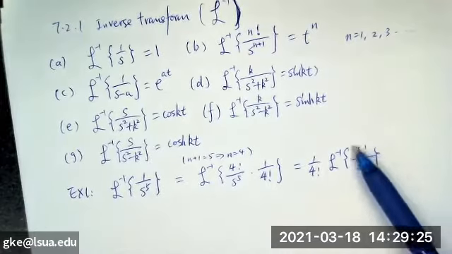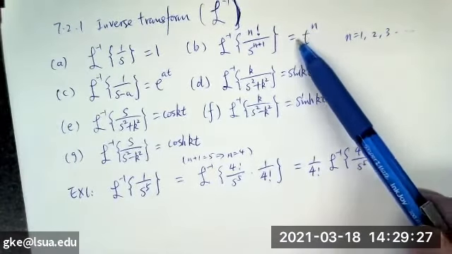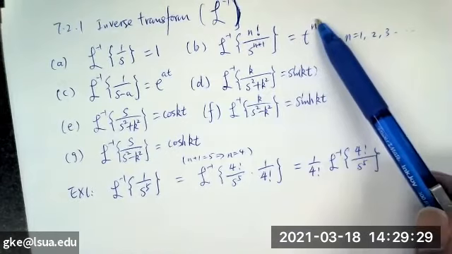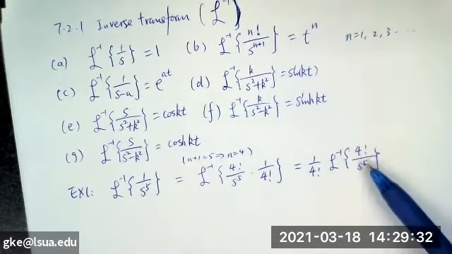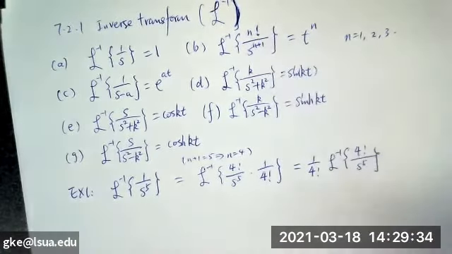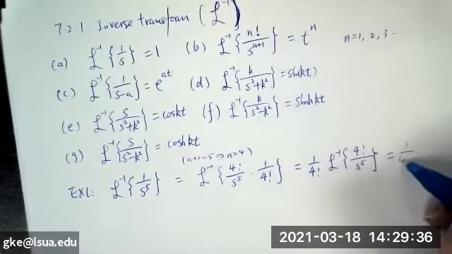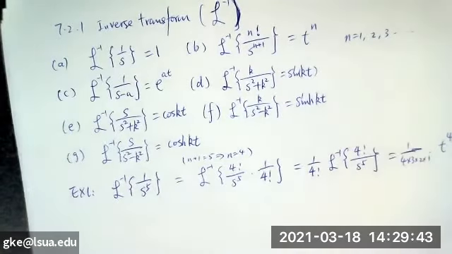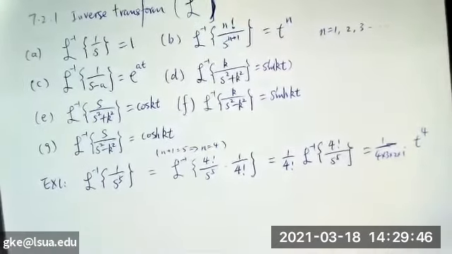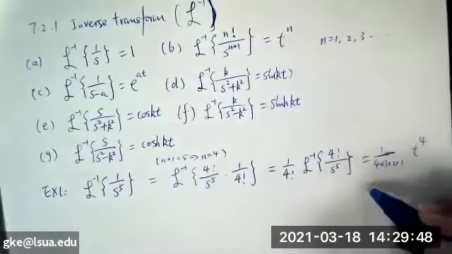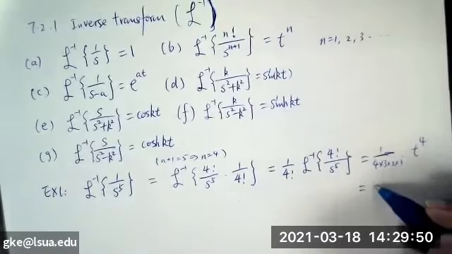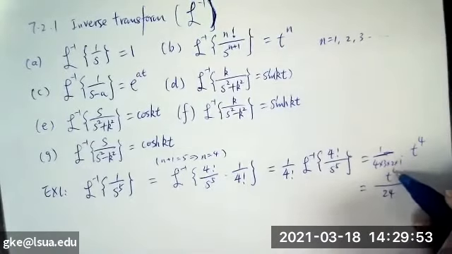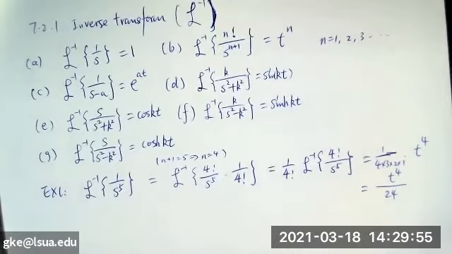And this guy equals what? Follow the formula. It's t to the power 4, right? 4. So we have 4 times 3 times 2 times 1. t to the power 4. Follow the formula. And this guy equals 24. That's it. That's it. Okay.